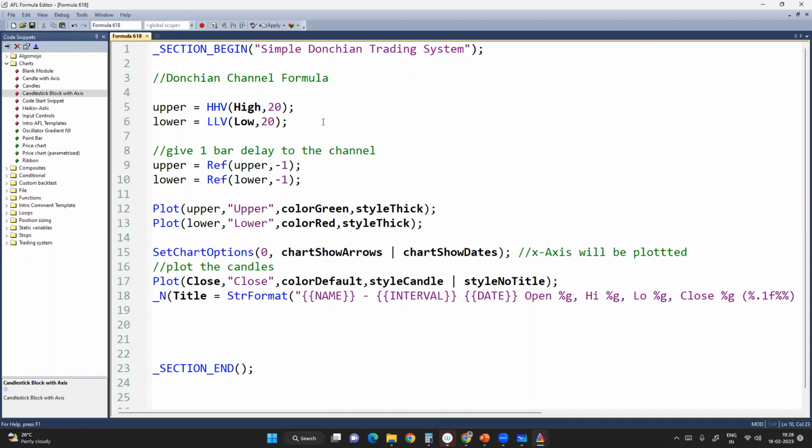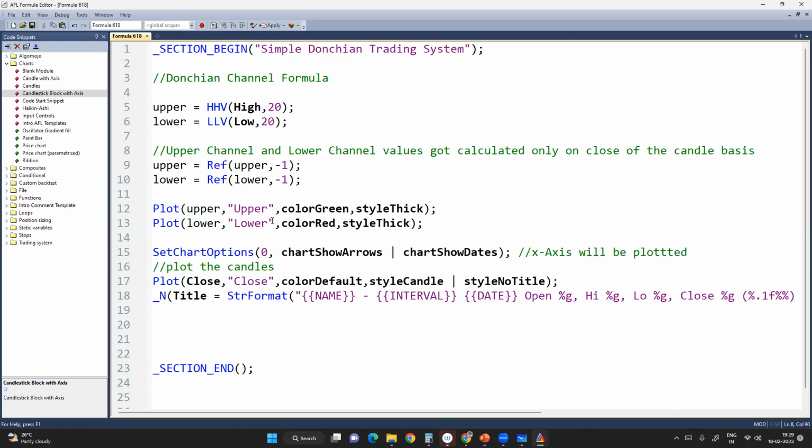The live values will be removed. Only the candle will plot, and the upper channel and lower channel will plot only on the closing basis. So by giving a delay, what will happen? The upper channel and lower channel values get calculated only on close of the candle basis. That is what I'm attempting to achieve over here.